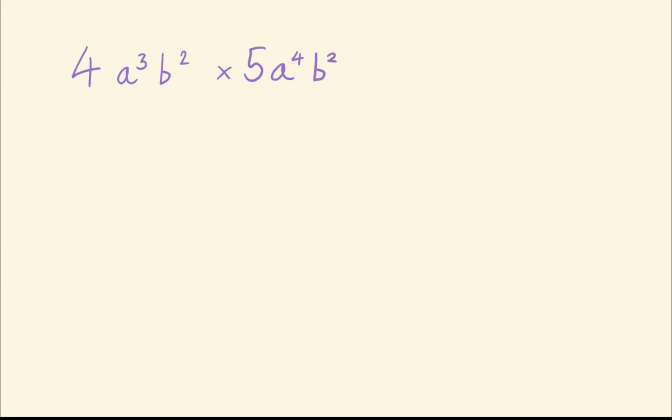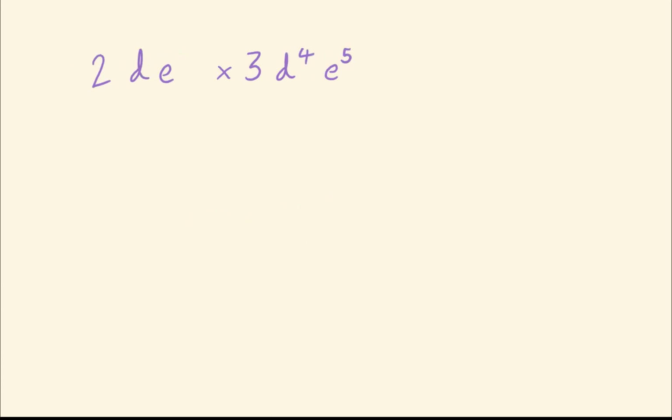First, we have this type of problem, multiple letters. This is the exact same idea. However, you're going to treat each number and letter separately. So first you do the numbers. You would do 4 times 5 is 20. You would then add together the powers. 3 plus 4 is 7, so it's a to the 7. And then we add the powers again for b. So 2 plus 2 is 4, so it's b to the 4. So each number and letter must be done separately.